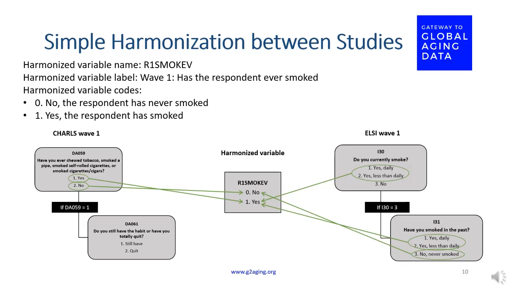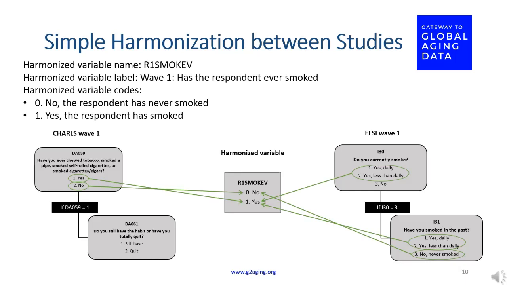If the respondent answers yes, they are then asked, do you still have the habit or have you totally quit? Let's say we want to make a harmonized variable, which we have done, and we decide to call this variable R1SmokeEv to indicate whether the respondent has ever smoked as of wave 1. Harmonized variables are always going to have the same value codes, so a no will always be coded as a 0 and a yes will always be coded as a 1. In this case, the variable transformation is quite simple. We are just going to recode the no responses to the first question from 2's to 0's.